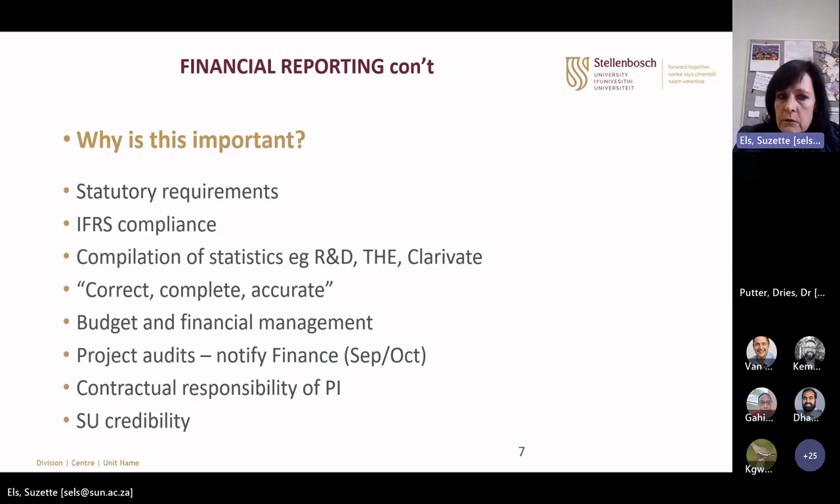It is obviously the contractual responsibility of the PI or the researcher to make sure that he adheres to all the requirements in terms of the contract and in terms of what the funder wants. And yes, our institution, Stellenbosch University, its credibility is on the line. If we don't do it properly, it does not reflect very nicely on us.